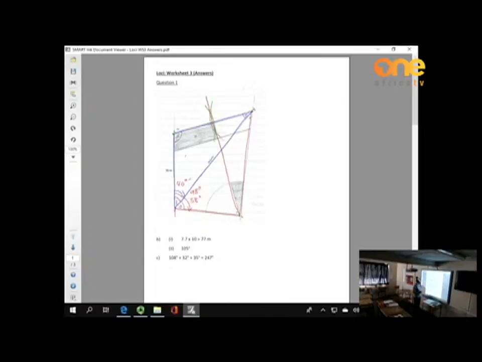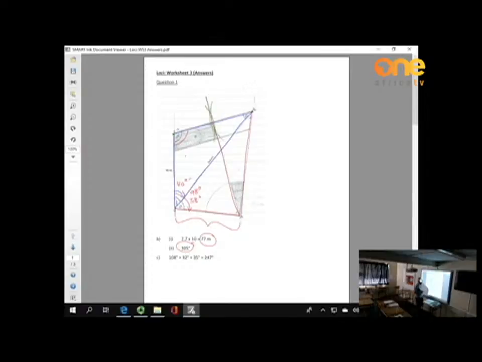Then you use your scale drawing to write down the distance of OC. So you will measure this distance multiplied by 10. That will be 77 meters. And the size of angle OAB, so you can measure your angle, that will be 105 degrees.